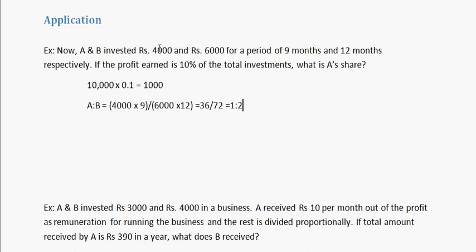So what we are doing is, since both the amount of investment and number of months are different, we multiply it, right? Because 4,000 is working for 9 months, 6,000 is working more, right? So the share of B should also be more, right? So this would be the ratio of their profits.